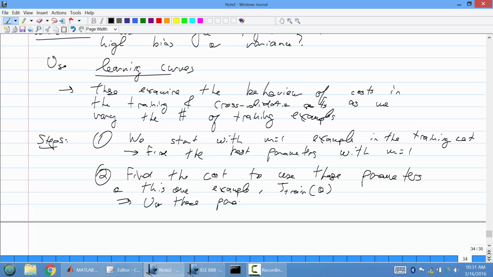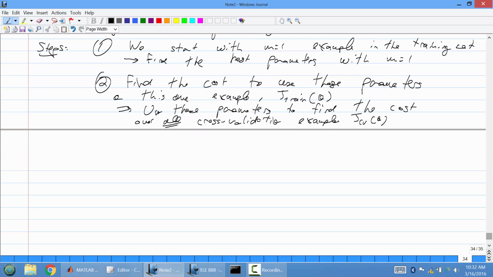Then what you're going to do is use these parameters to find the cost over all cross-validation examples, which we'll call J CV of theta. So that's the cost of using those parameters from the training stage to figure out what the cost is for the cross-validation stage.